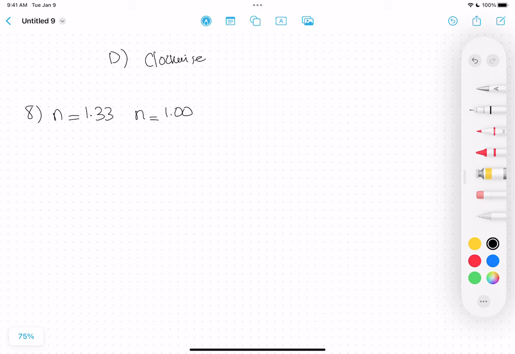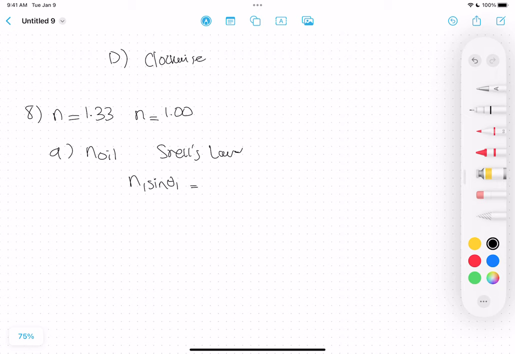So for part A, they're asking for the refractive index of the oil layer, so N oil basically. You have N air, you have N water. Really what we're dealing with here is the difference between N air and N oil. So what equation or law do you think applies here with the refractive index? Exactly, right? N1 sine theta 1 is equal to N2 sine theta 2. That's Snell's law, so use Snell's law for this.